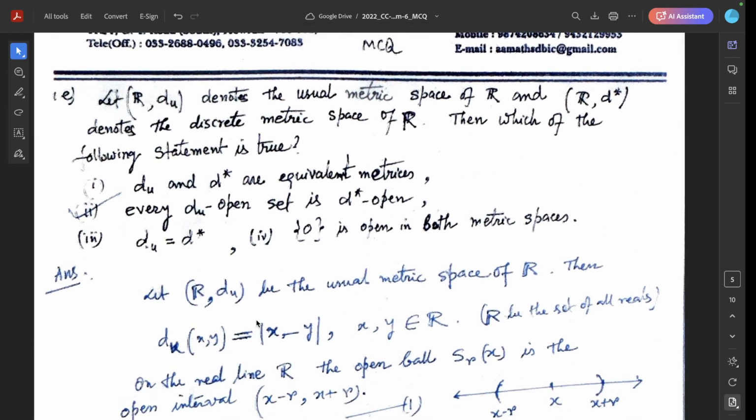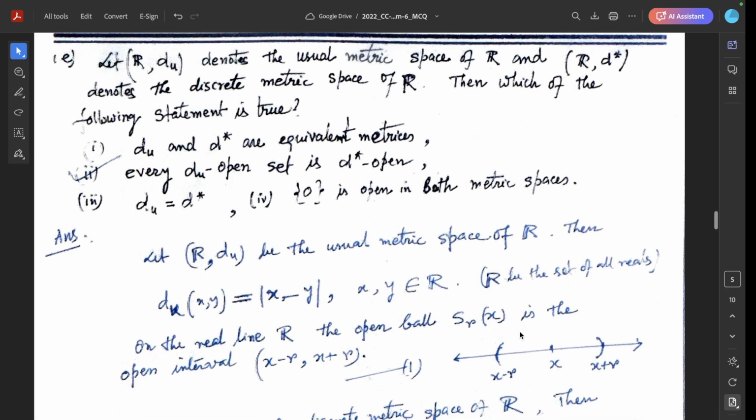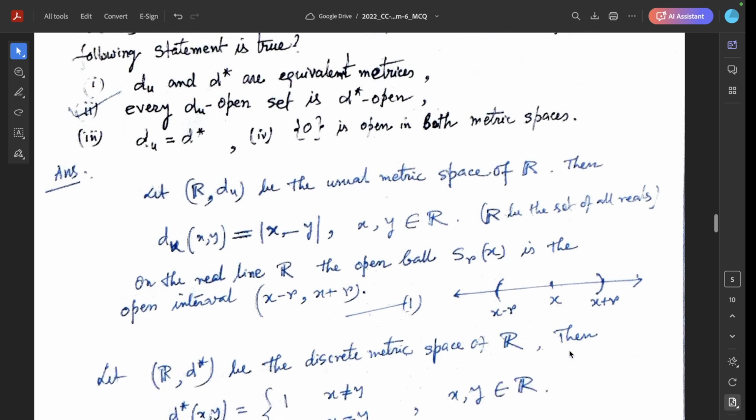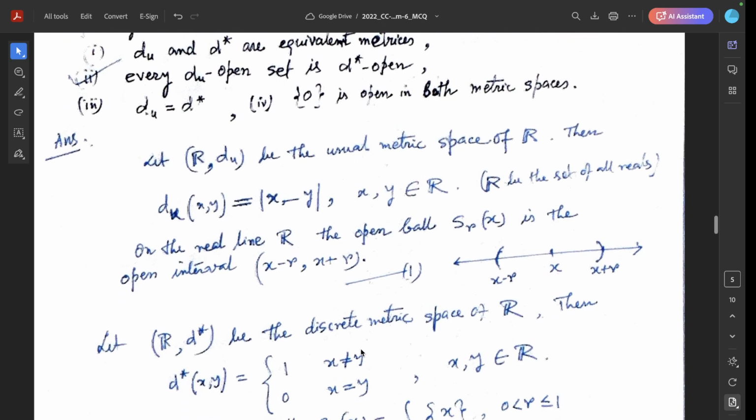Let (R, du) be the usual metric space of the set of real numbers R. Then du(x, y) is the modulus value of x minus y, x, y belongs to R. The usual metric du on the real line R: the open ball B_r(x), center at x with radius r, is the open interval (x - r, x + r). And let (R, d*) be the discrete metric space of R, then d*(x, y) equals 1 when x is not equal to y, and equals 0 when x equals y.